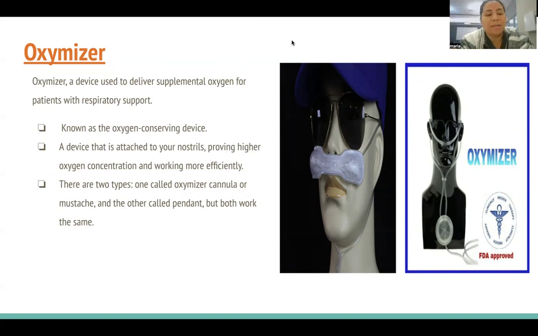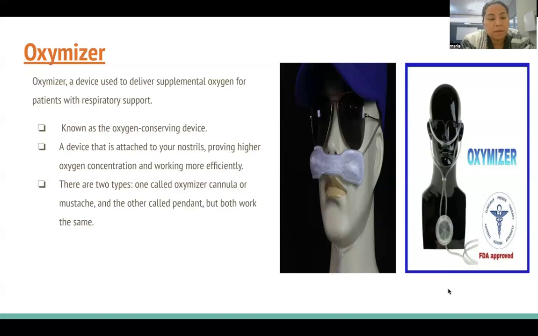My name is Maria. So I have the Oxymizer. The Oxymizer is a device used to deliver supplemental oxygen for patients with respiratory support. It's also known as the oxygen conserving device. It's a device that's attached to the nostrils and provides higher oxygen concentration and works more efficiently.